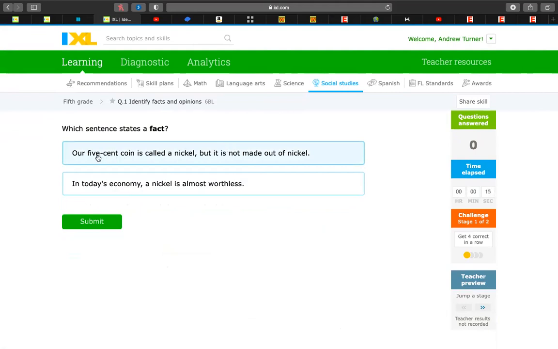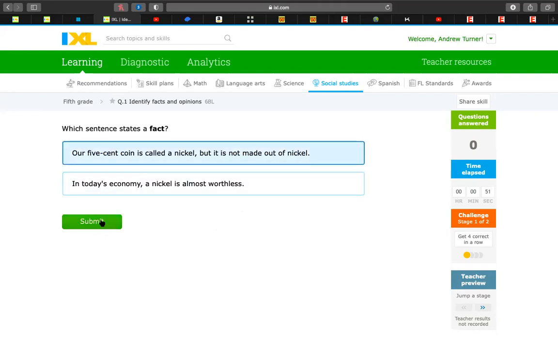Opinion. So let's look. Our 5-cent coin is called a nickel, but is not made out of nickel. Correct. It's a fact. So that's a fact, whether it's true or false, it's a fact. In today's economy, a nickel is almost worthless. That's that phrase that's opinionated, almost worthless. Because if I took that nickel to another country, that nickel might be worth more or something more significant. Or my great grandfather would say the nickel could buy you, I don't know, soda or something like that.